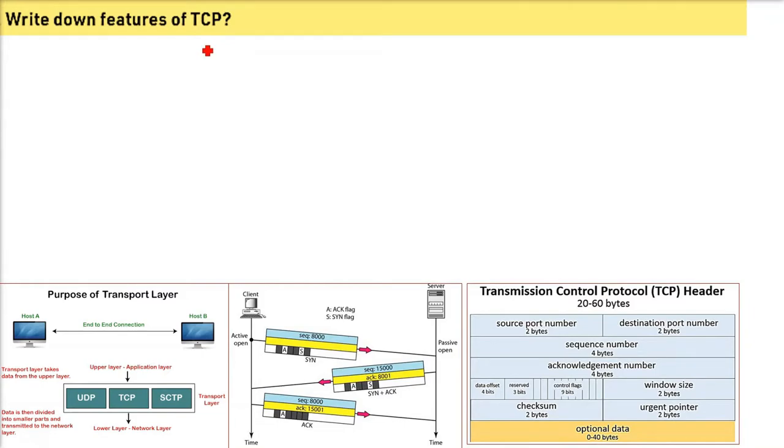What are the features of TCP? Now you can add the transmission control protocol with the transport layer work also, because the basic transport layer protocols are TCP and UDP. TCP is all about end-to-end delivery, process to process delivery.